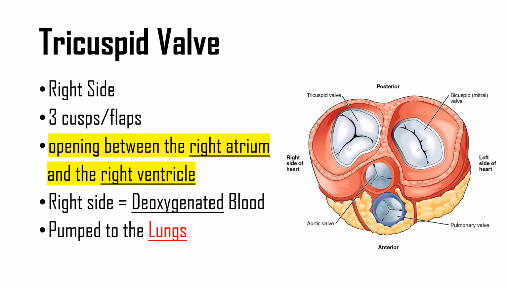Now, let us look at the most important point: the deoxygenated blood is going to be pumped to the lungs through the pulmonary artery. Since the blood from the right side is pumped over a shorter distance, there are just three cusps on this valve. Since the blood is pumped over a shorter distance, three flaps means that there are going to be more chances of leakage.